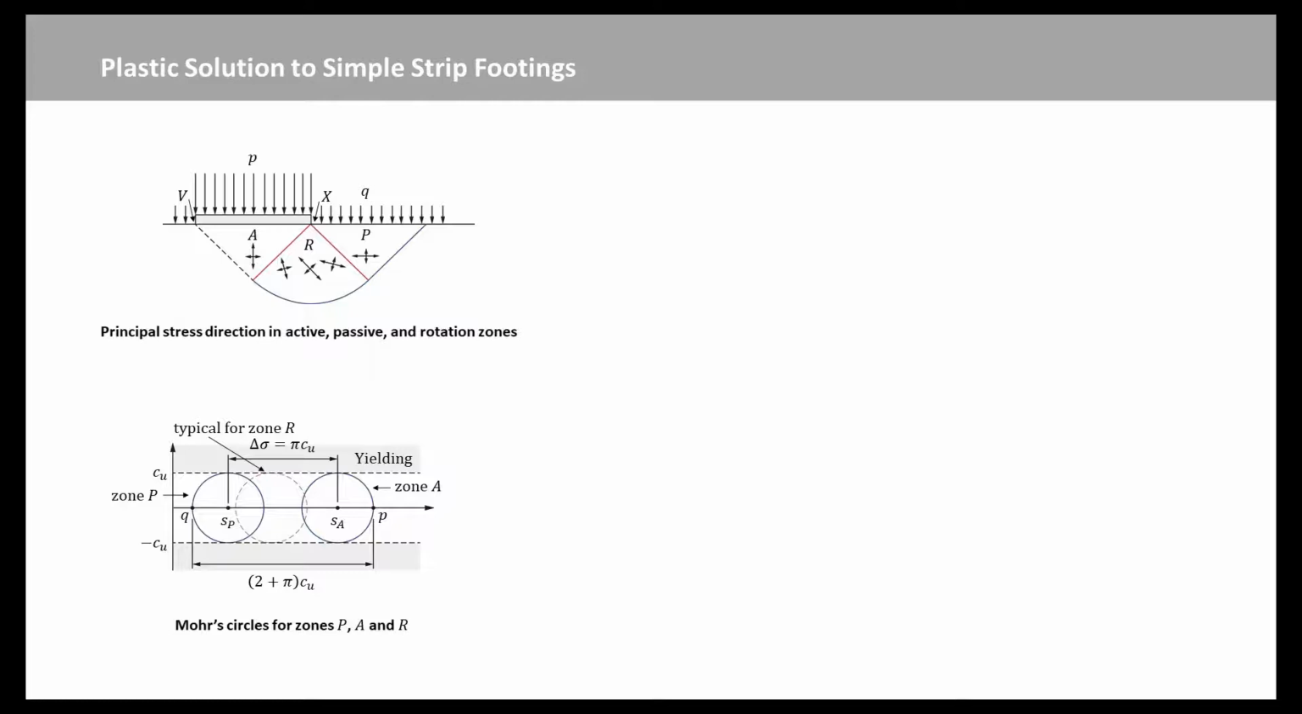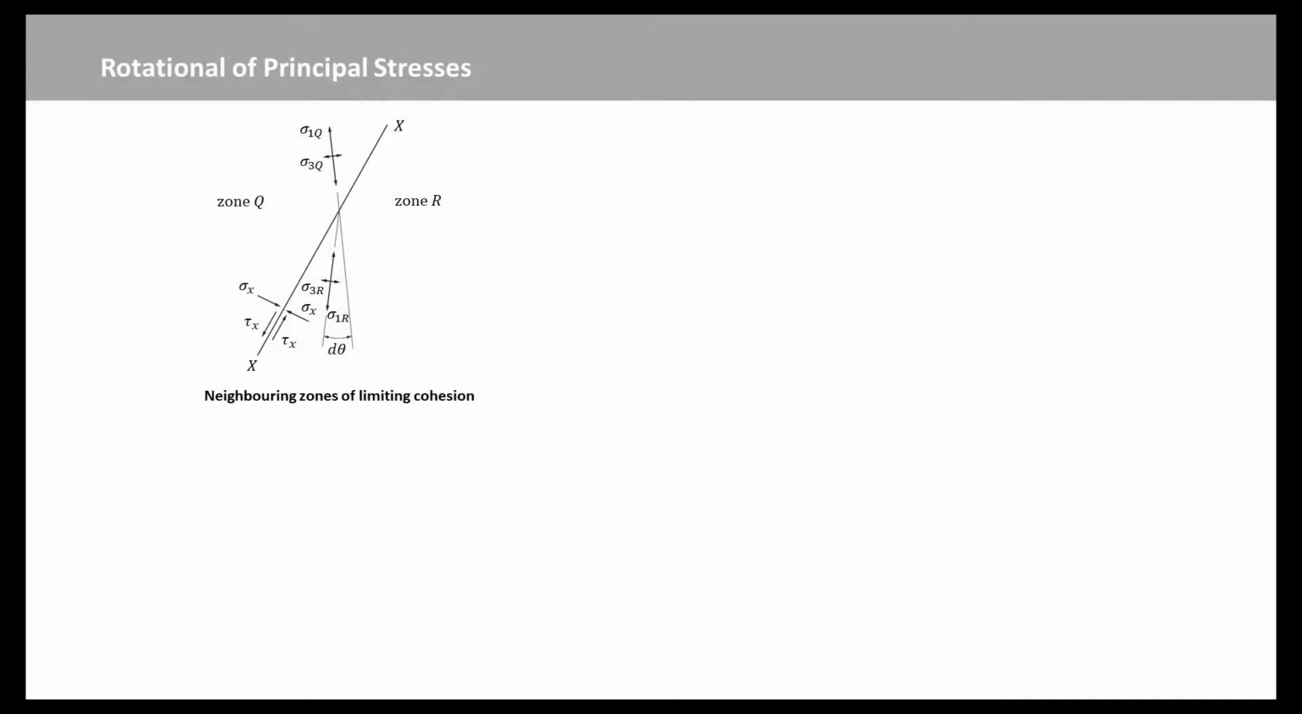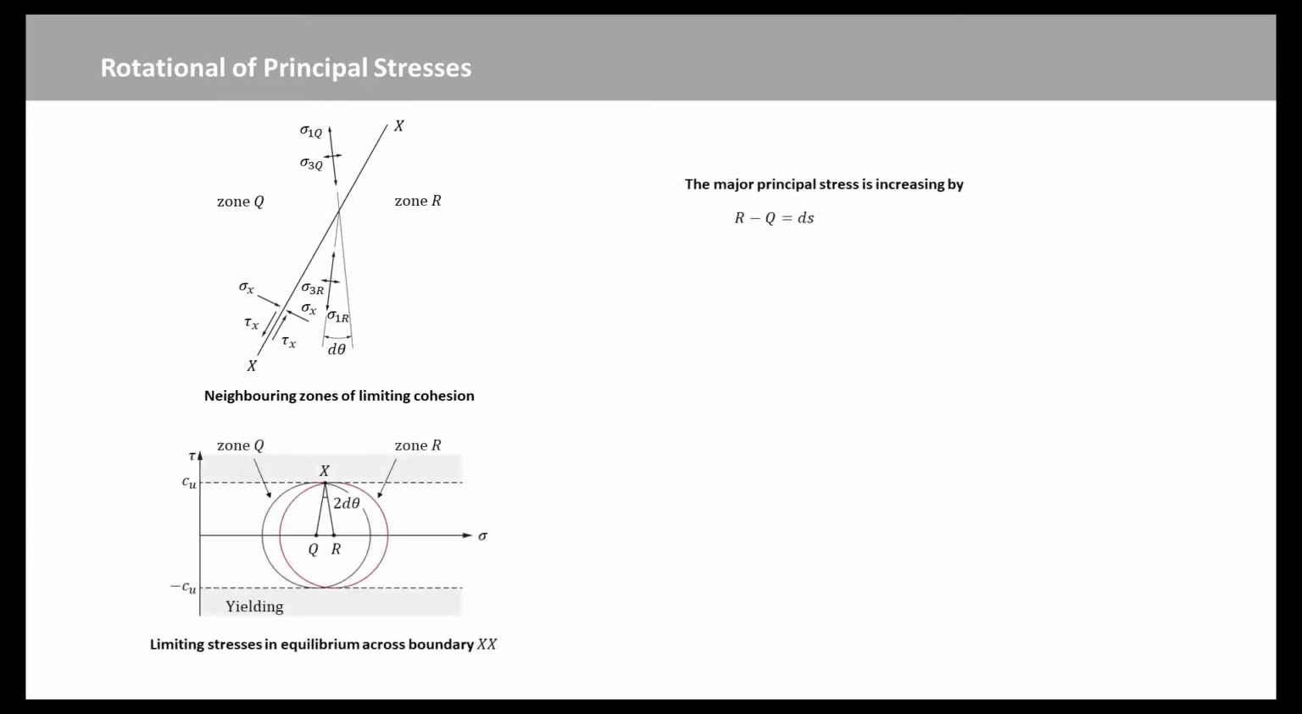To interpret the rotation of principal stresses, we can consider the stress discontinuity. This figure shows that two neighboring zones Q and R of cohesive soil can be in equilibrium across a discontinuity XX, such that their Mohr circles are shifted slightly apart, implying a shift of stress and stress direction, while remaining tangential to the limiting envelope Cu. The Mohr circle for the zone Q is shown with its center at Q, while that for the zone R moves an arbitrarily small distance ds along the sigma axis to point R.